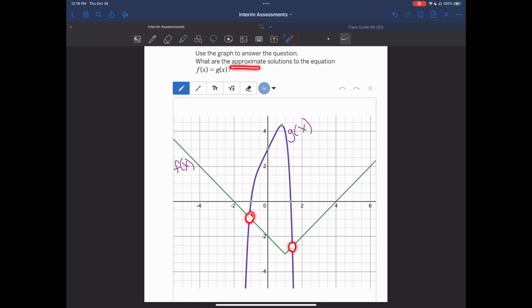Now, it does say what are the approximate solutions because you're going to get a lot of decimals on these types of problems. So looking at that, let's see, that looks like it's approximately at about negative 1. So I'm going to say at about x equals negative 1, right? If this is negative 2 right here. And then the other one looks like it is where maybe x equals 1.5, right? If this is 1, this looks like it's about 1.5. There would be my solutions right there.